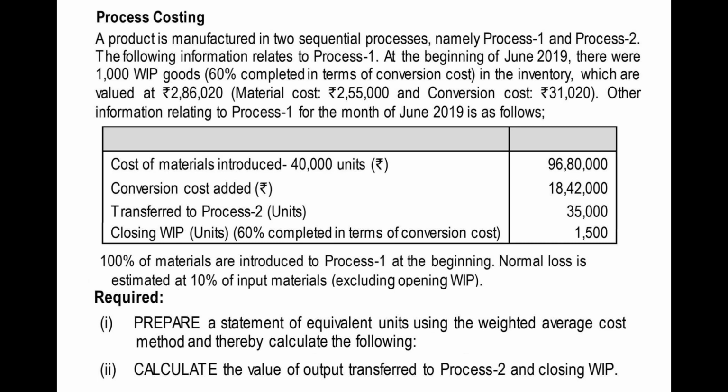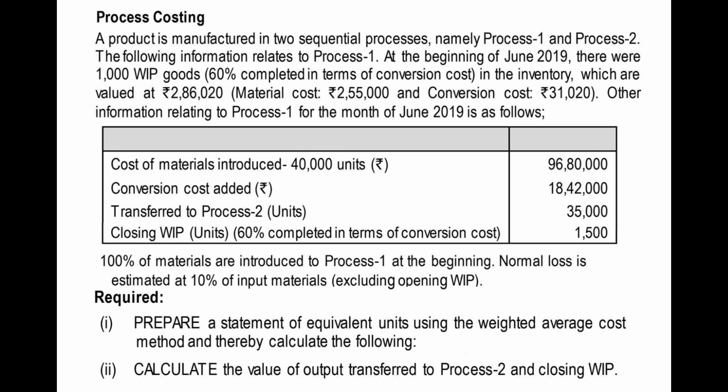At the beginning of June 2019, there were 1000 units of work in progress, 60% completed in terms of conversion cost in the inventory, which are valued at rupees 2,86,020: material cost 2,55,000 and conversion cost 31,020. Other information relating to process 1 for the month of June 2019 is as follows. Cost of material introduced, 40,000 units, is rupees 96,80,000. Conversion cost added is rupees 18,42,000.